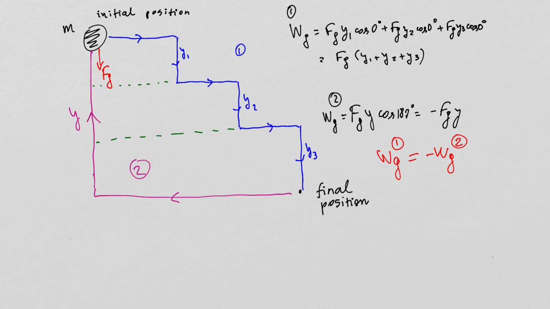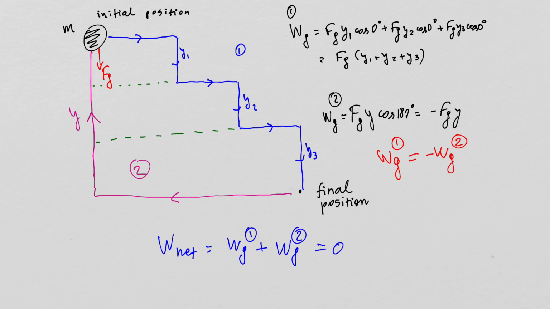So then the net work done along this closed path, like so, will be equal to Wg1 plus Wg2, and this is equal to 0. And that is the statement that I made at the beginning. The net work done by a conservative force on a particle moving around any closed path is 0.